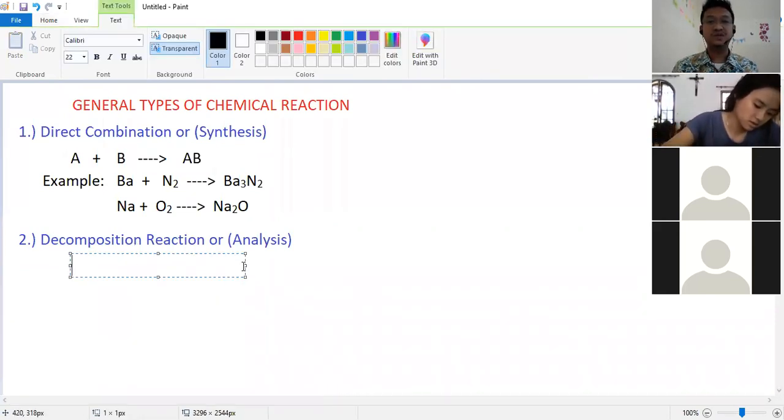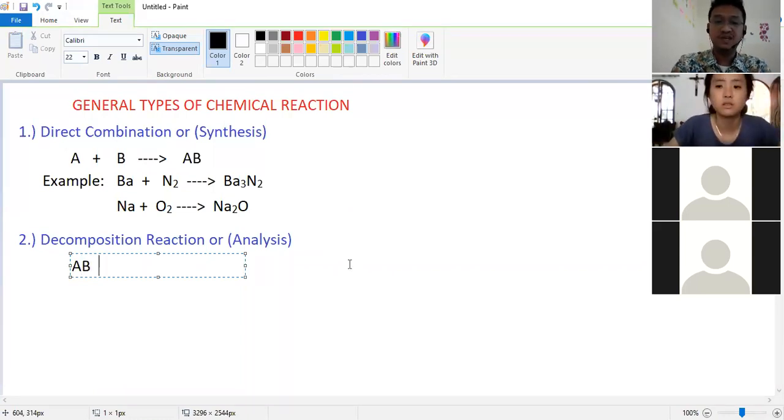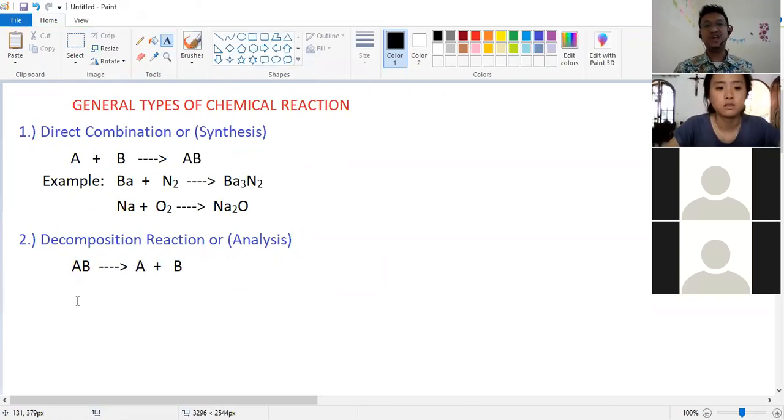In here, we have the substance AB, and this substance AB will break into much simpler substances, such as A and B. So the pattern is AB yields A plus B. And what have you noticed with the decomposition reaction?